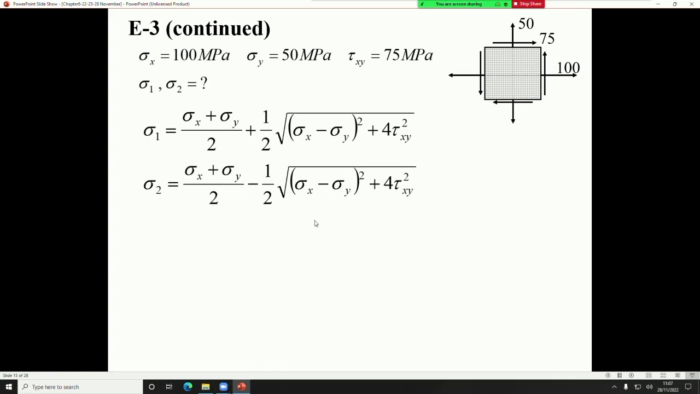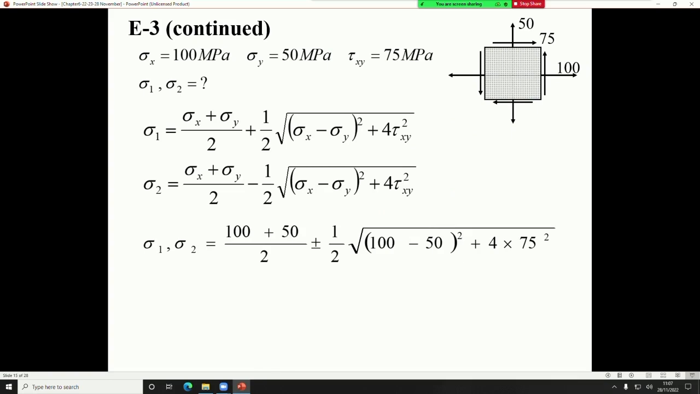For the two equations for finding the maximum and minimum principal stresses, I substitute the values. We've got 100, 50, 100, 50, and the shear stress 75, and from there we can find sigma 1, the maximum principal stress, which is 154 megapascals, and the minimum, which is minus 4 megapascals. If I'm expected to design this component, it's better to compare 154 with the yield stress of the material. As you can see, in the XY coordinate system the maximum stress is 100, while in this coordinate system sigma 1 is 154.